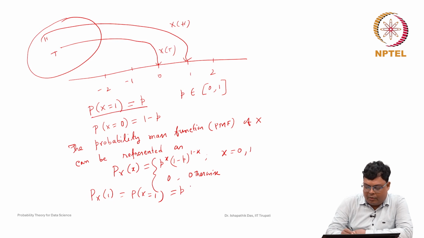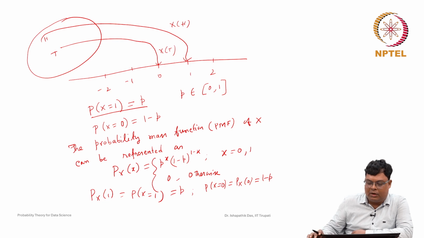Now, what is the probability of x equal to 0? The probability of x equal to 0 is nothing but Px of 0, the probability mass function. If you put x equal to 0 here, this is nothing but p to the power 0, which is 1, times 1 minus p to the power of 1 minus 0. This is nothing but 1 minus p. For any other value it is zero, so the range of x is only 0 and 1.